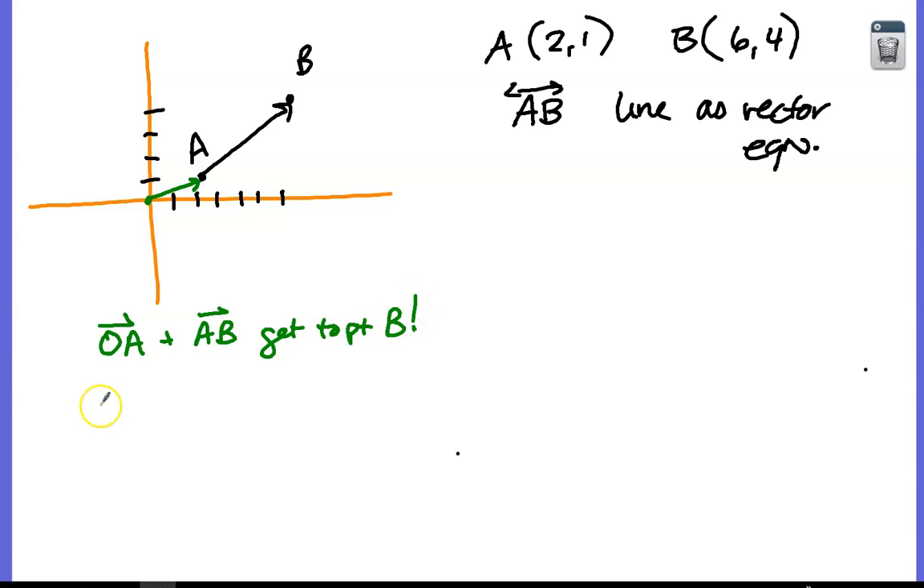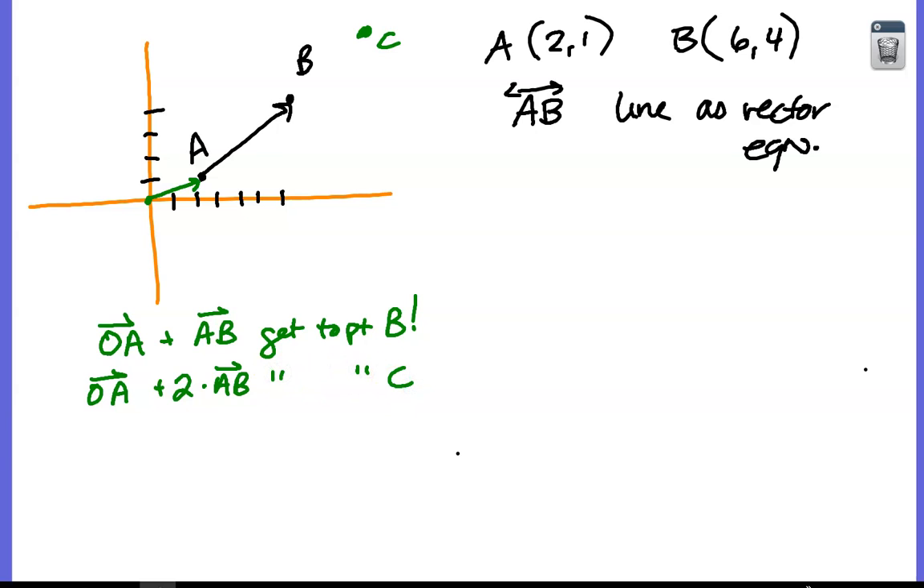Okay. What if I wanted to go twice as far along that line? Like what if I wanted to get out here? We'll call that point C. Well, then I would go out to A from the origin because you have to get out to where you're starting. And then if I wanted to get to C and C was twice as far, then I would add 2 of AB. And that would get me to point C.